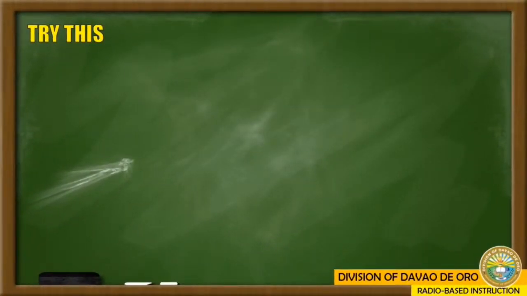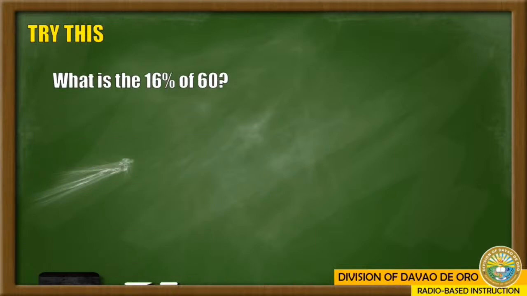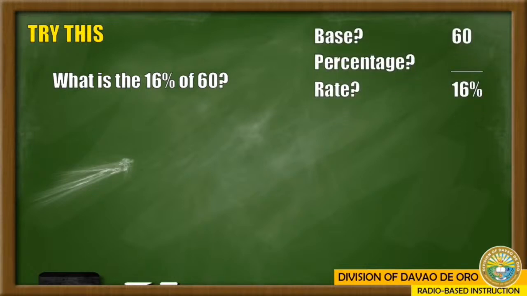Okay, answer this on your module. Try this. We have a problem: what is 16% of 60? I repeat, what is 16% of 60? Now, I will give you the givens for you to answer: our base is 60, our percentage is blank, and our rate is 16%. All you have to do is get the value of the percentage. Understood? Very good.